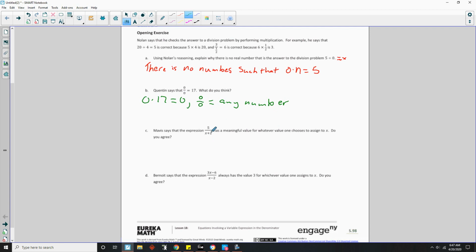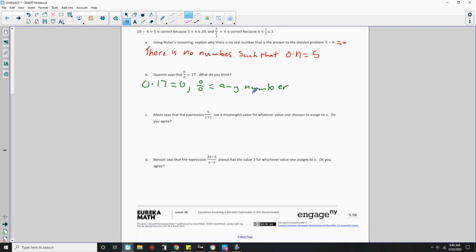So if you have an iPhone, you can ask, I can't say her name because my phone's right here, S-I-R-I. You can ask her what 0 divided by 0 is, and she will give you an answer with regards to cookies and Cookie Monster if you want to try that, if you have an iPhone. Okay? So 0 divided by 0 cannot equal 17.